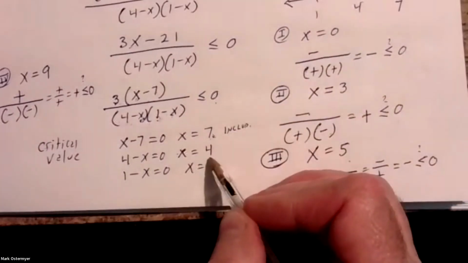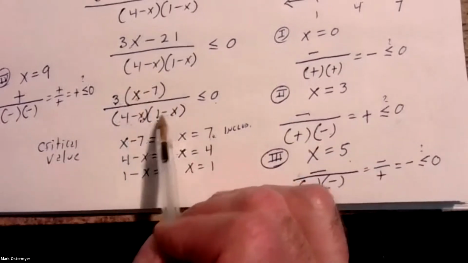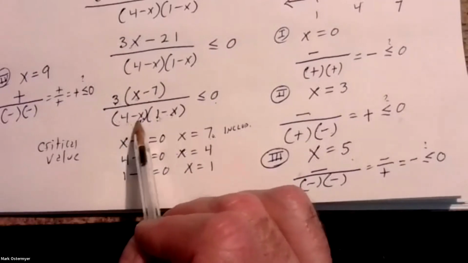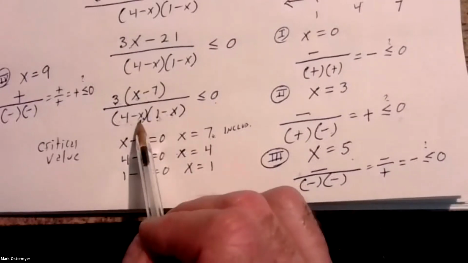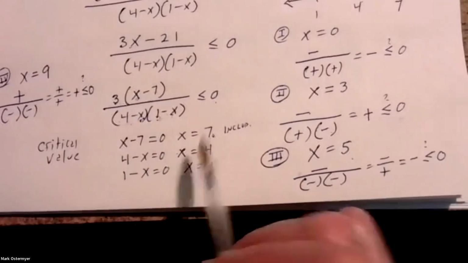Would I include 4 in my solution set? If you put 4 in here, here, and here, we have a big problem with this factor because this factor becomes 0 and the whole denominator becomes 0, and you cannot divide by 0, it's undefined. 4 is not in the solution set.